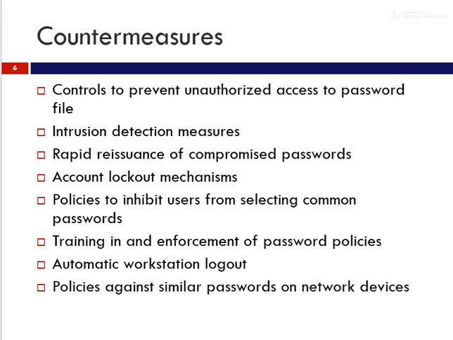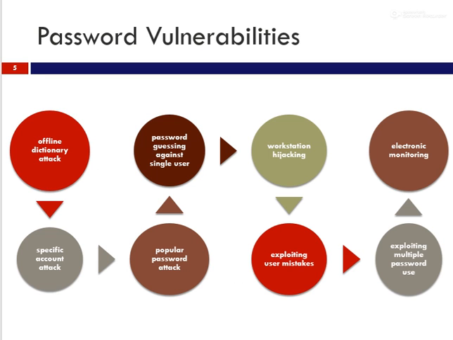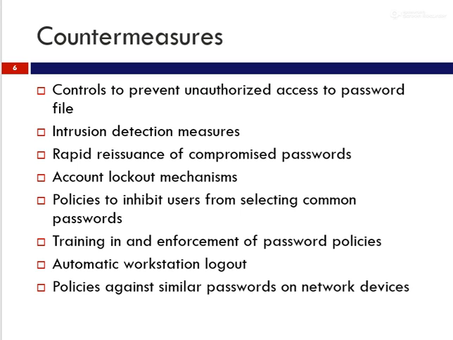Okay, what are the possible countermeasures to prevent these password vulnerabilities or password attacks that we discussed in this slide? The first type of attack is the offline dictionary attack. Now an offline dictionary attack is possible only if the attacker gains access to the password file. So what is the countermeasure? Prevent unauthorized access to the password file. If you do not allow unauthorized users to access your password file, the attacker would not be able to get access to it and would not be able to run the offline dictionary attack.